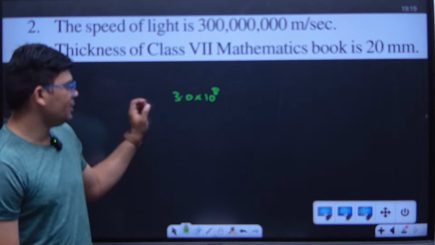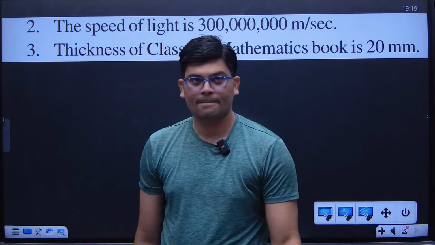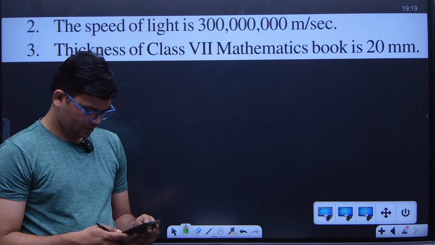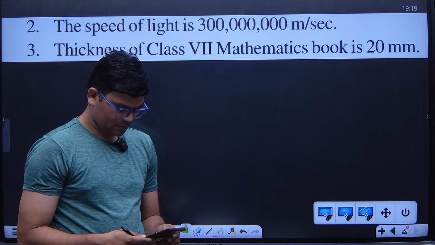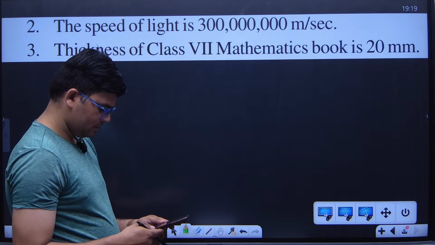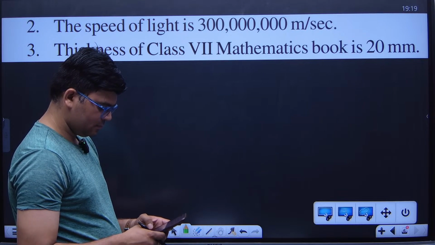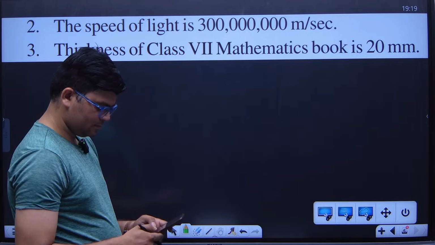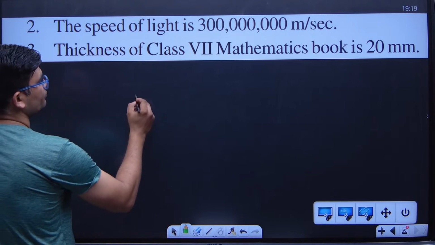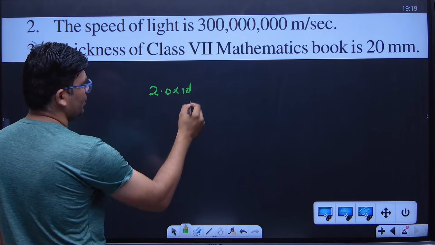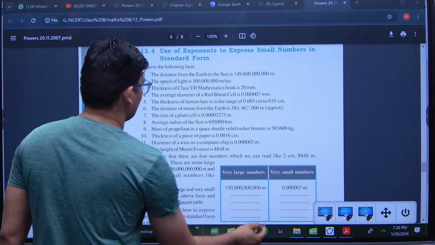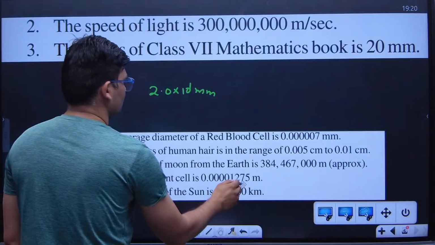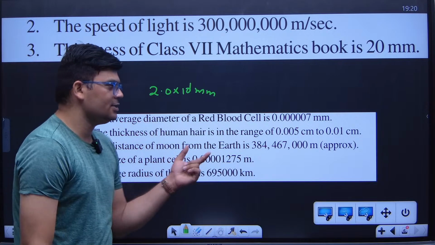Now the thickness of the book is 20 millimeter. How will you write that? You have to put that in standard form. 2 into 10 to the power 1. 2.0 into 10 to the power 1 millimeter. The average diameter of the red blood cell is, how will you write?